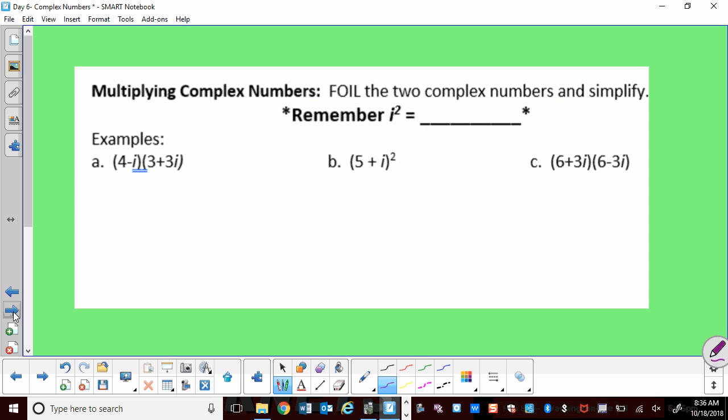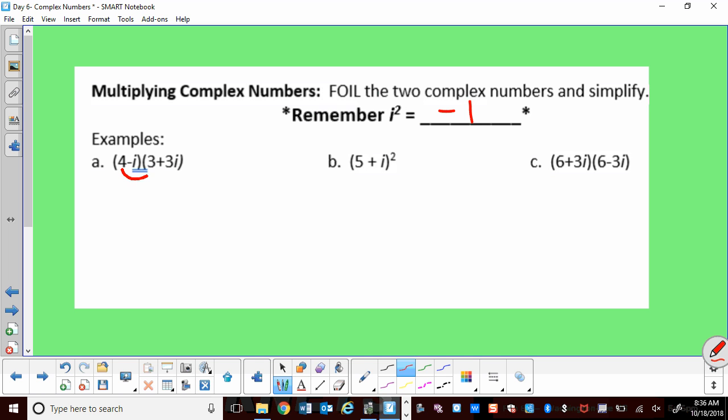Alright, multiplying complex numbers. We want to FOIL the two numbers, and simplify. Alright, so remember that i squared is equal to negative 1. That's important. i squared is equal to negative 1. So for my example here, I have to FOIL this. FOIL means first, outer, inner, and last. So make sure you're paying attention so you don't miss a step.